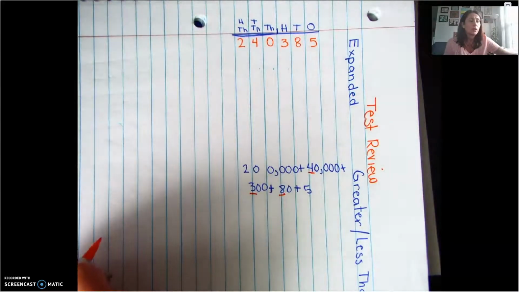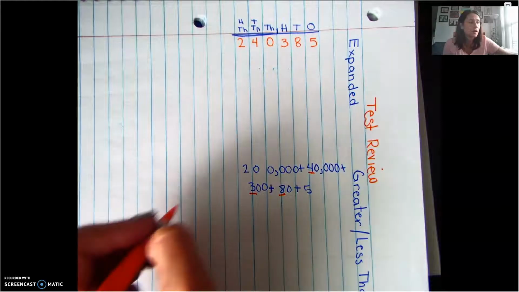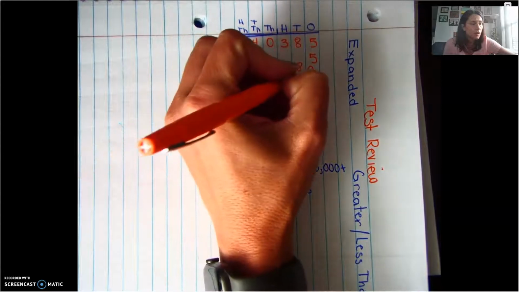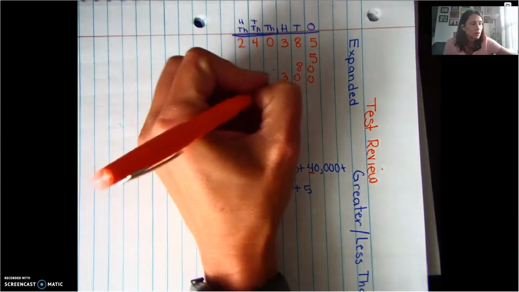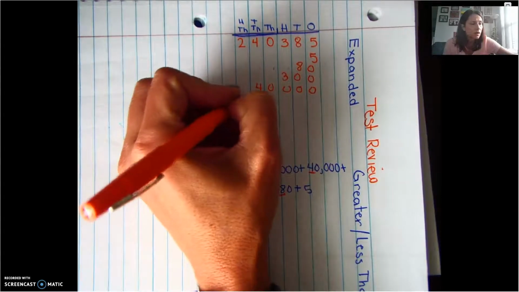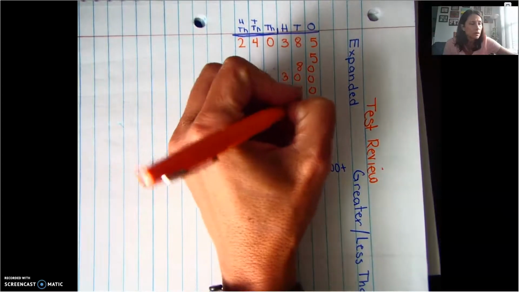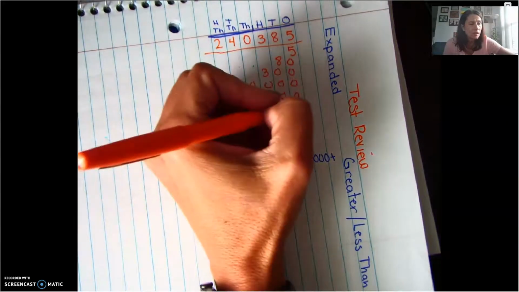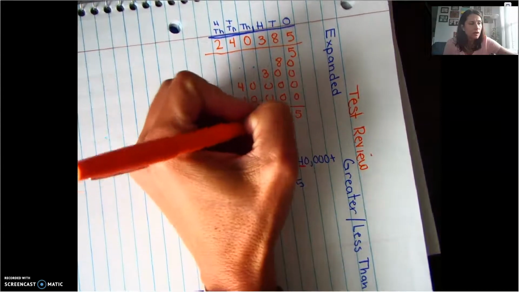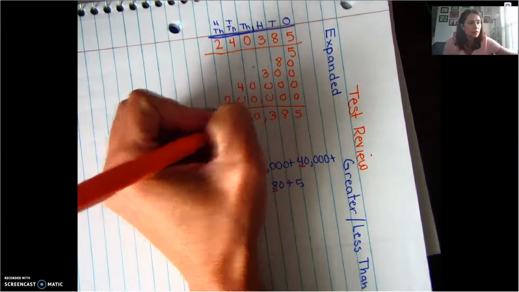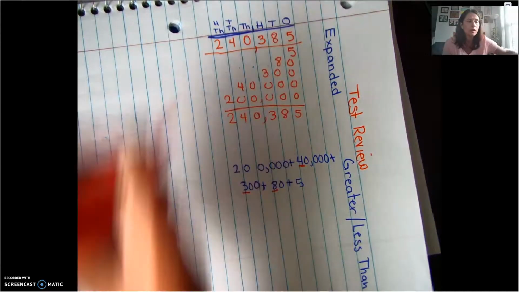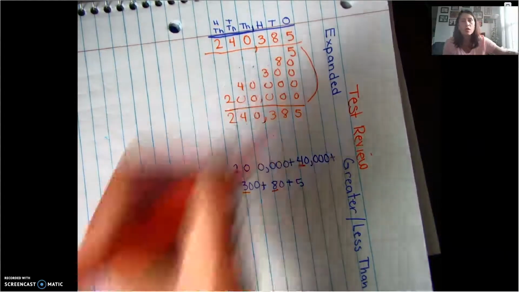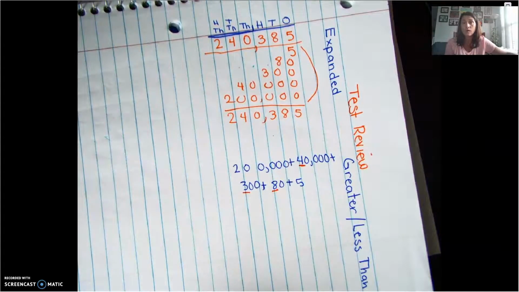Now remember, if you wanted to use your chart to do this, you could have done your 5, your 80, your 300, your 40,000, and then your 200,000. And then you would have got the same answer. So 5, 8, 3, 0, 4, and 2. So 240,385. So either just going directly here or breaking it into your chart, both ways work. You have to choose the way that works best for you.